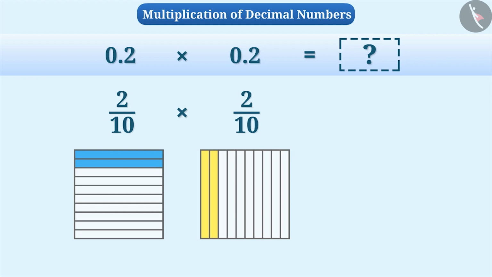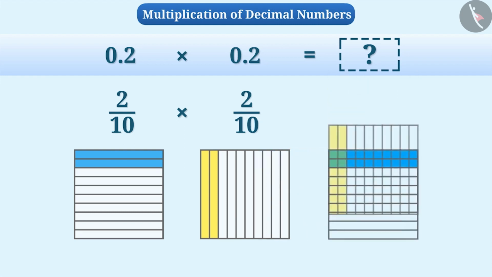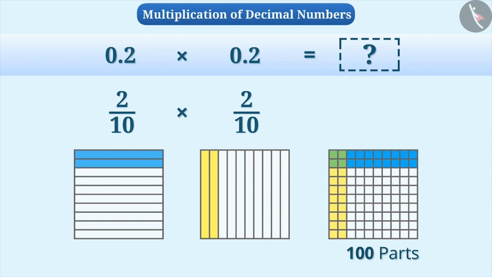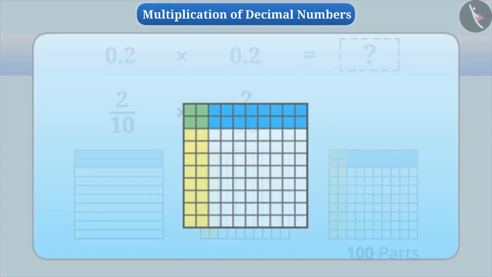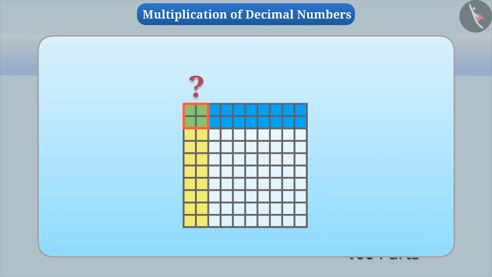To find the value of 2 by 10 multiplied by 2 by 10, we will place the squares one above the other. By doing so, we will get a total of 100 equal parts. The value of 2 by 10 multiplied by 2 by 10 will be the common part of both squares. Can you tell me what will be the common part of these squares? Think for a while.